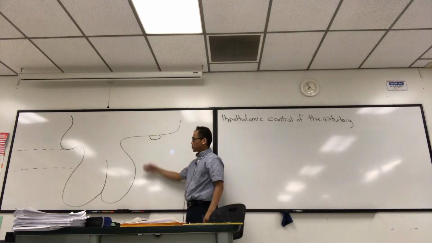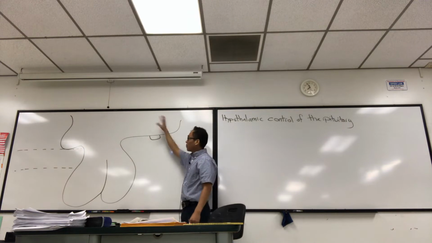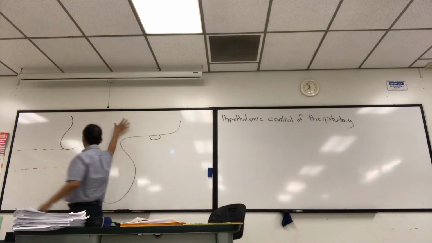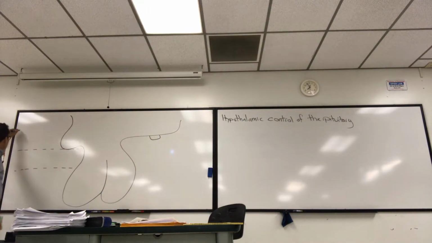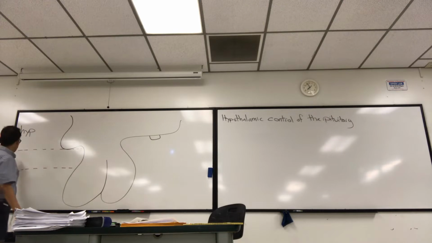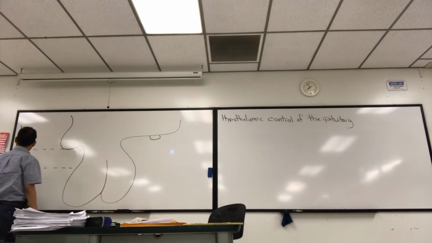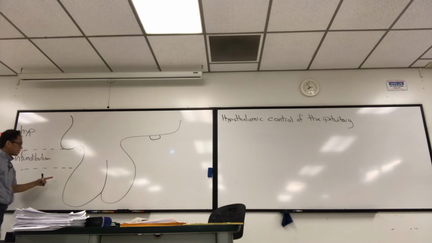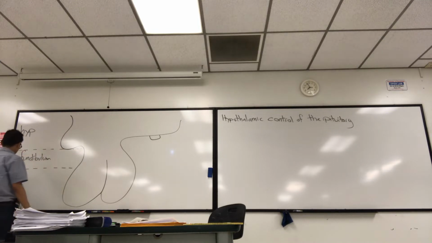Let me actually add to my picture. What did we draw here? Up in this region above the dotted line is basically the hypothalamus. I'll just put HYP. And this area right here is kind of like the infundibulum or stalk. And then this is basically pituitary down here.